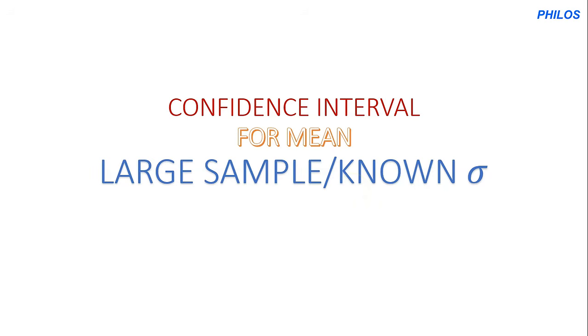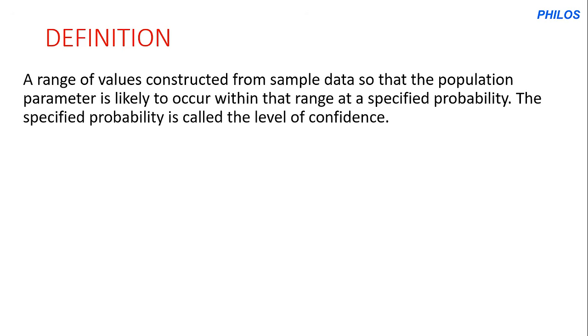So now let's look at the meaning of confidence interval. When we talk about confidence interval, it is a range of values constructed from sample data so that the population parameter is likely to occur within that range at a specified probability. That specified probability is called the level of confidence.